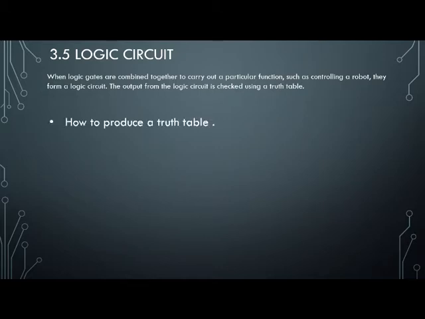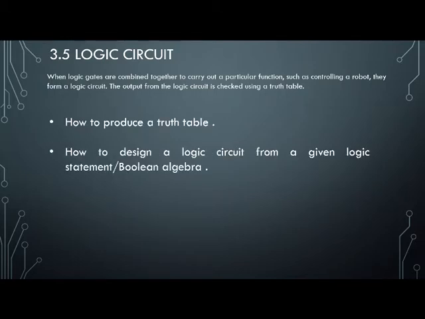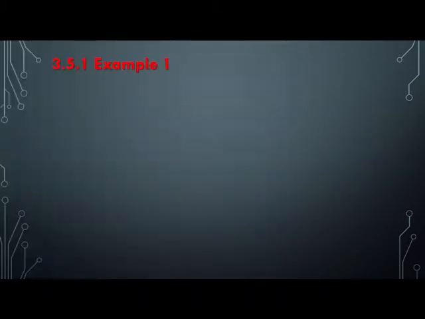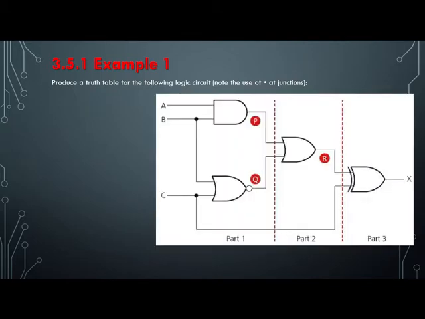How we can produce the truth table, how to design a logic circuit from a given logic statement or a Boolean algebra, or how to design a logic circuit to carry out an actual safety function. We will learn all these three in our next upcoming lectures. Today we are learning only how to produce the truth table. For example, number one, which is in your book, is 3.5.1, and how you can produce the truth table by using the following logic circuit.